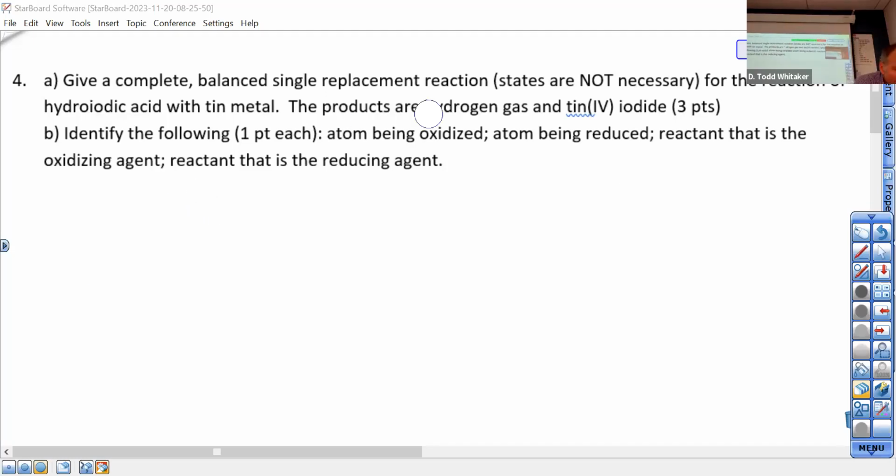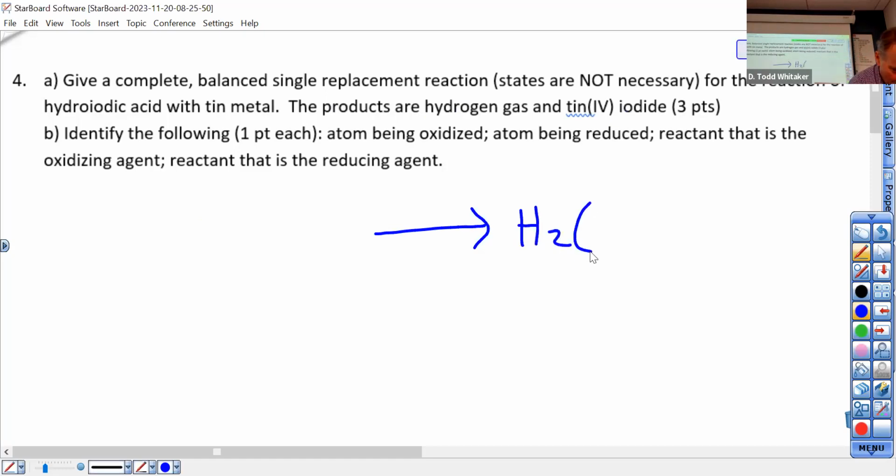You're going to have a single replacement reaction in this question. It's going to make hydrogen. I'll write down the parts that you know are coming. You are going to be making hydrogen gas. You will be told you are making hydrogen gas. You will be told the name of the other product.